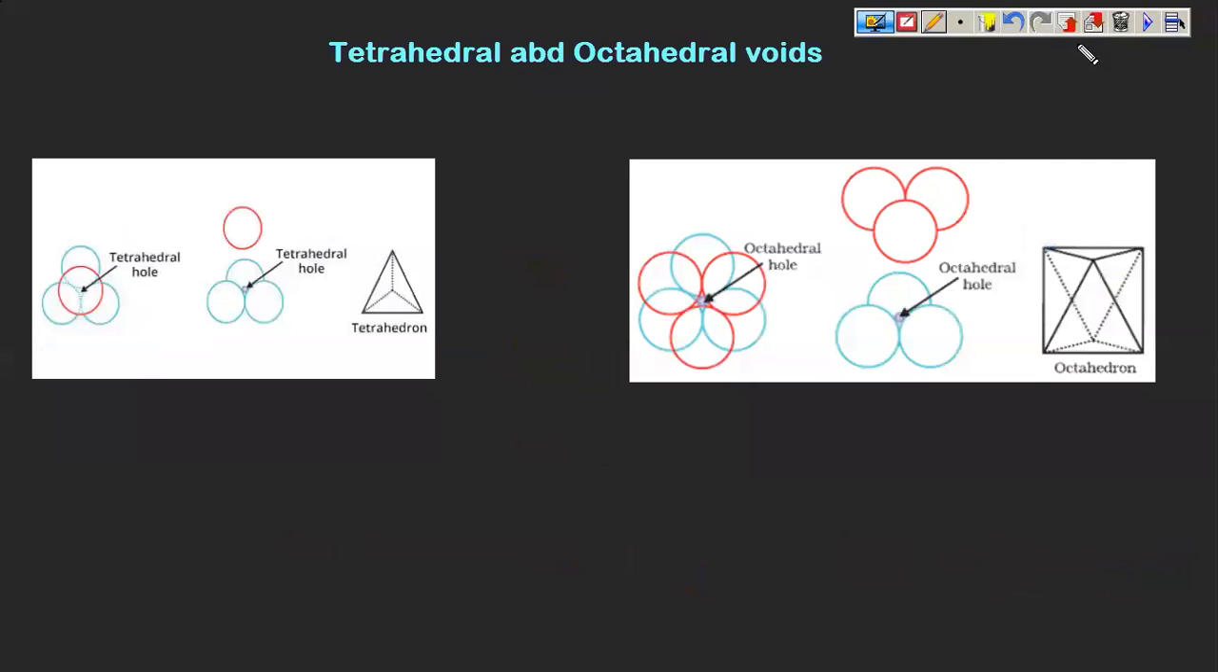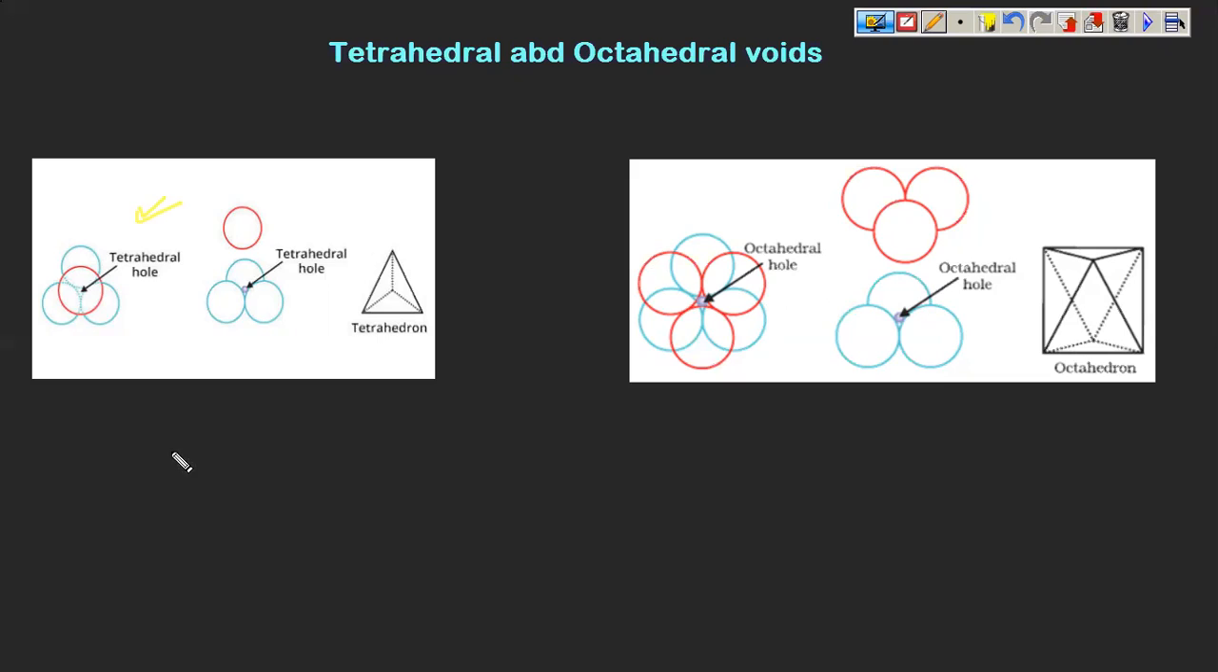So now we'll discuss the voids, tetrahedral and octahedral voids. Tetrahedral and octahedral holes, the voids, are formed by 2 different layers, between the 2 layers. Suppose if the second layer completely covers the trigonal void of the first layer, then it is a tetrahedral void. Suppose we place the second layer in such a way that its triangular void is above the triangular void of the first layer, then it will be an octahedral void.